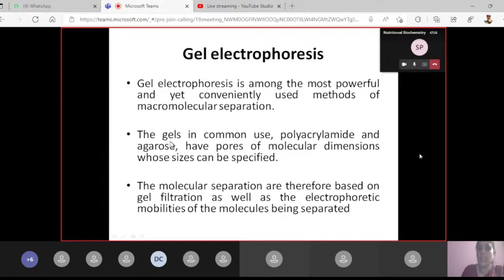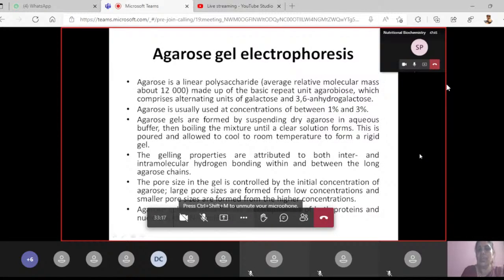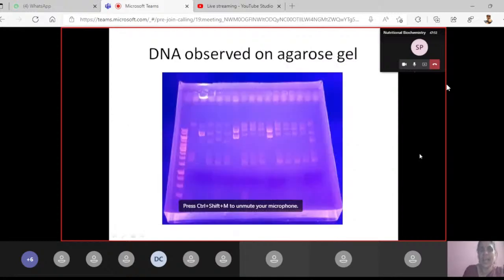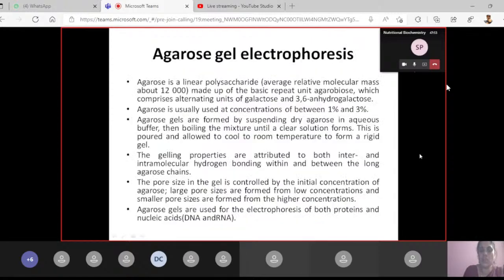So what they used, starch was initially used. Later they didn't use starch since they were not stable in all pH, and they were also not stable with the ions. So then they started using agarose and polyacrylamide. Okay, so now the important electrophoresis techniques which are used are agarose gel electrophoresis and polyacrylamide gel electrophoresis.